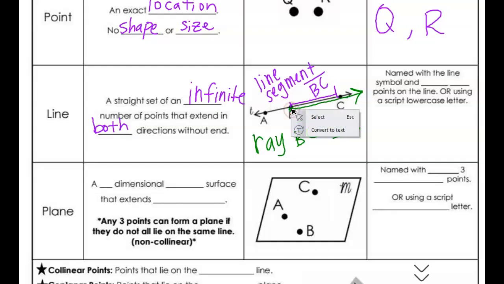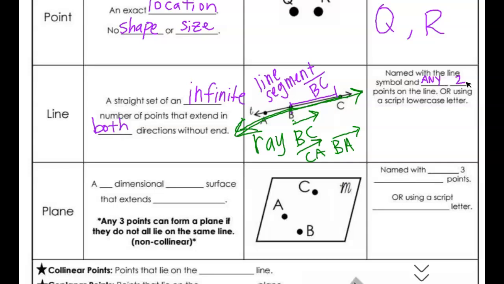If I start at B, which way can I go? A. One more ray. What's another ray? C, A. Okay, so you see the difference between a ray and a line segment? Now, regular lines, we name them with any 2 points on the line.